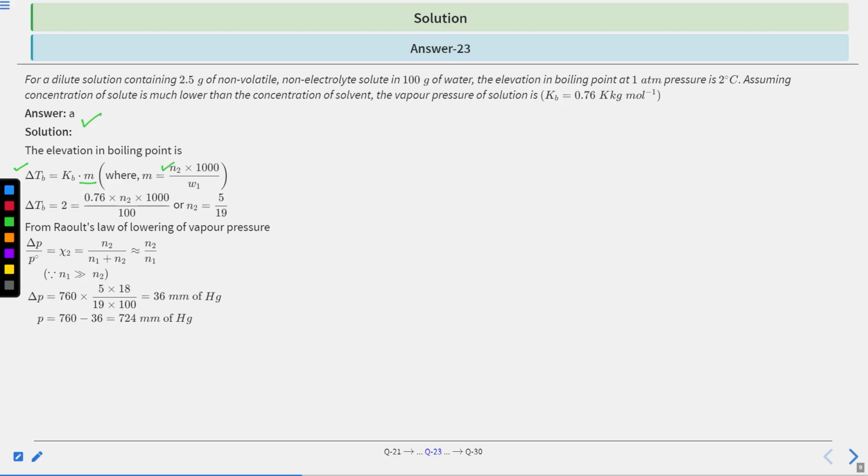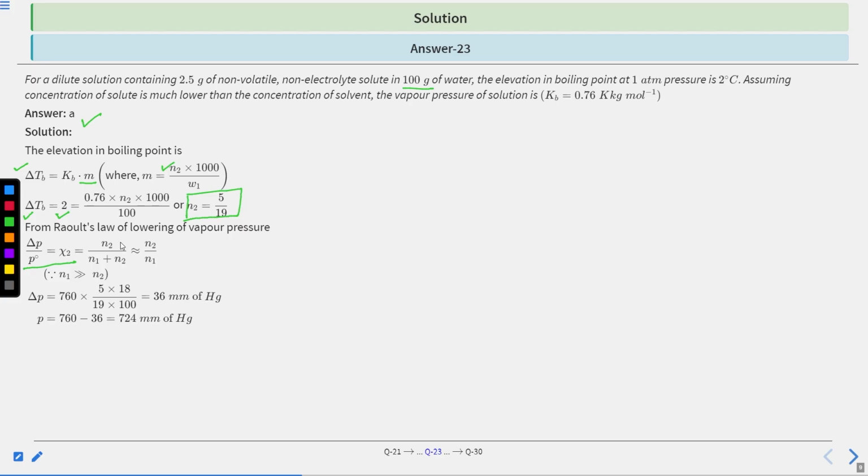So del TB we have given as 2 degrees Celsius. So 2 equals to Kb value, which is 0.76 multiplied by the mole, which we don't know until now because it is not given in the question. Multiply by 1000 divided by the given weight of the solvent, which is given as 100 gram. So from this equation, we have N2 equals to 5 by 19. Now from the Raoult's law of lowering of vapor pressure, we know this equation, that is del P upon P naught equals to the mole fraction, right?